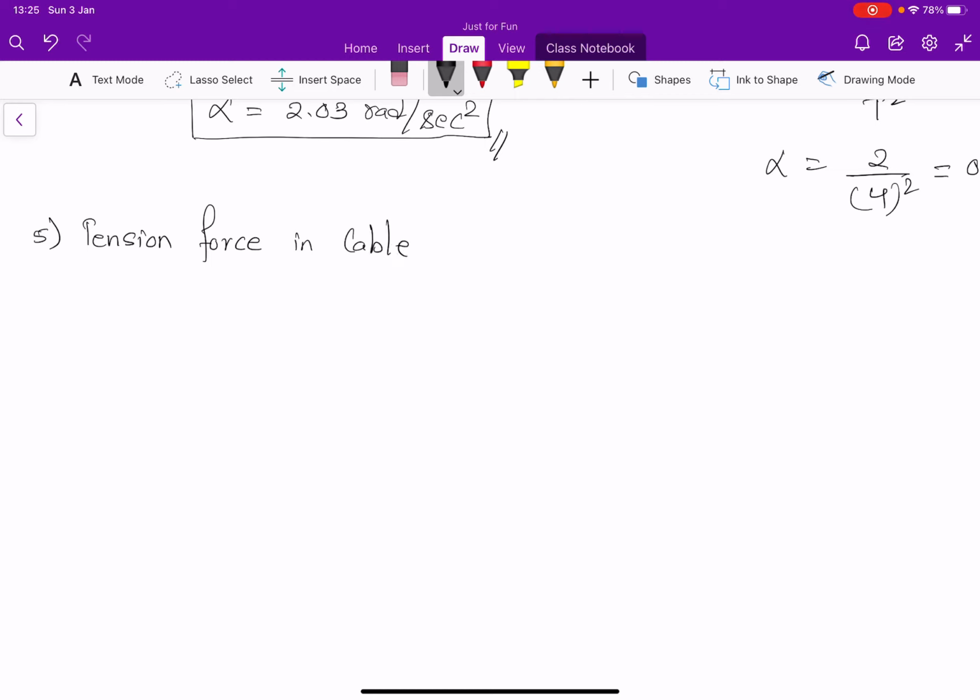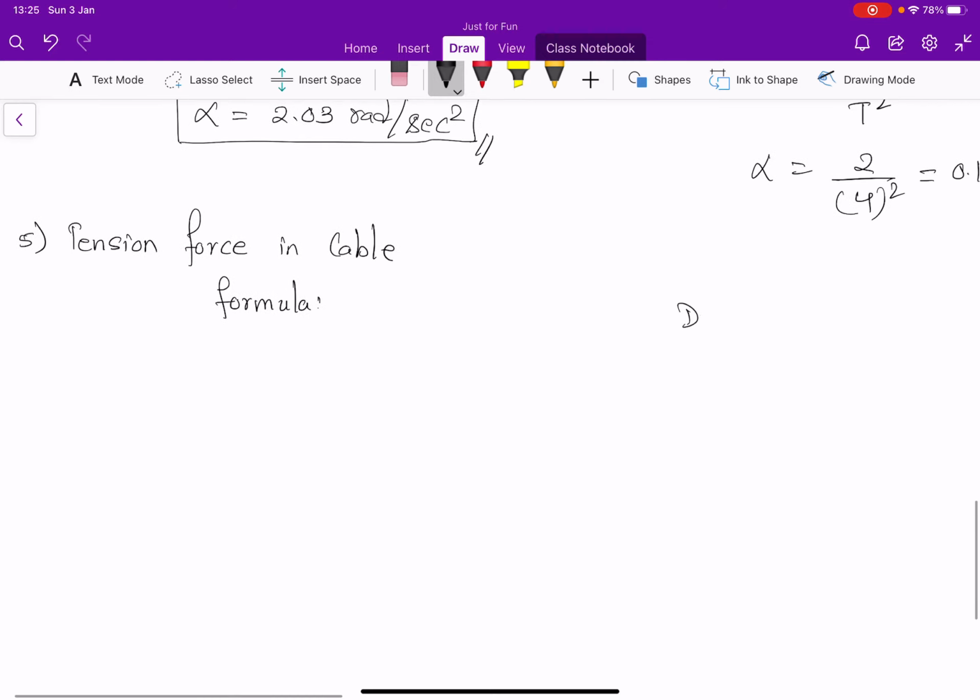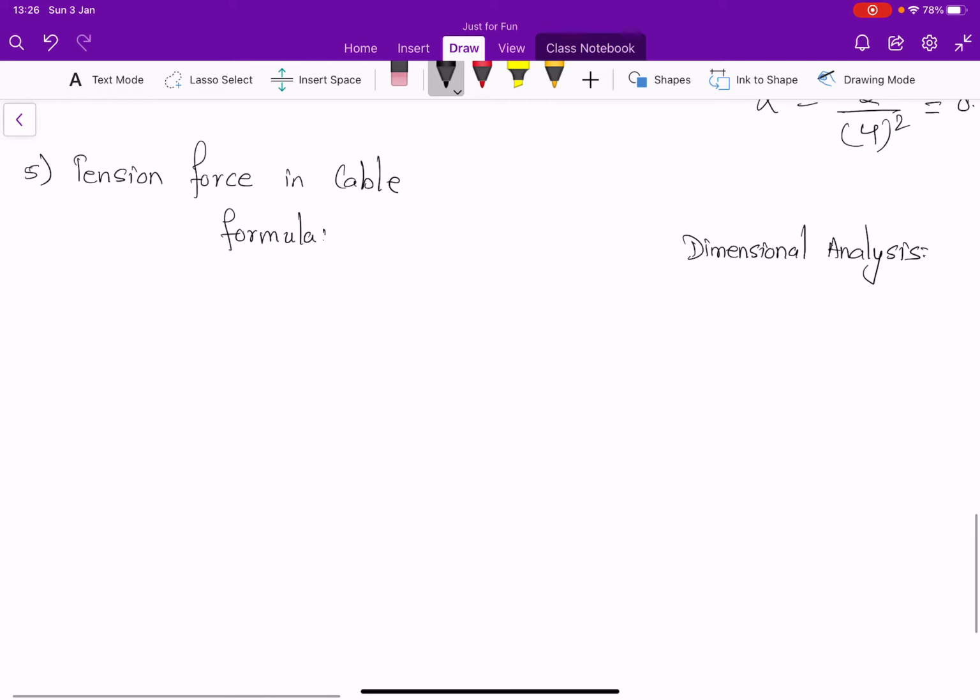Right, so formula again, we're going to use formula on this side, and we're going to use dimensional analysis on this side. So the formula to calculate the tension equals F net plus basically weight.